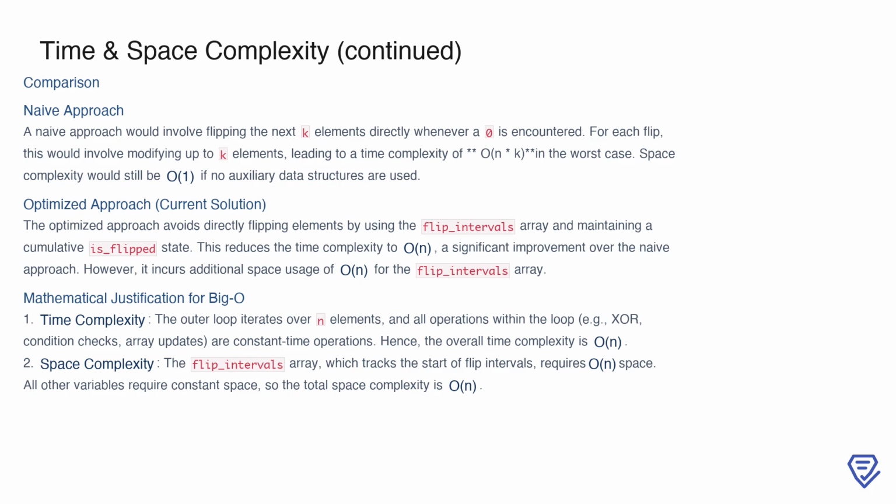In contrast, the optimized solution avoids modifying elements directly by using the flip_intervals array and maintaining a cumulative is_flipped state. This reduces the time complexity significantly to O(n), although it introduces an O(n) space requirement due to the flip_intervals array. The big O justification for the optimized approach is straightforward: the outer loop runs in O(n), with constant time operations inside, making the overall time complexity O(n). The space complexity stems from the flip_intervals array, which requires O(n) space, while all other variables require only constant space.